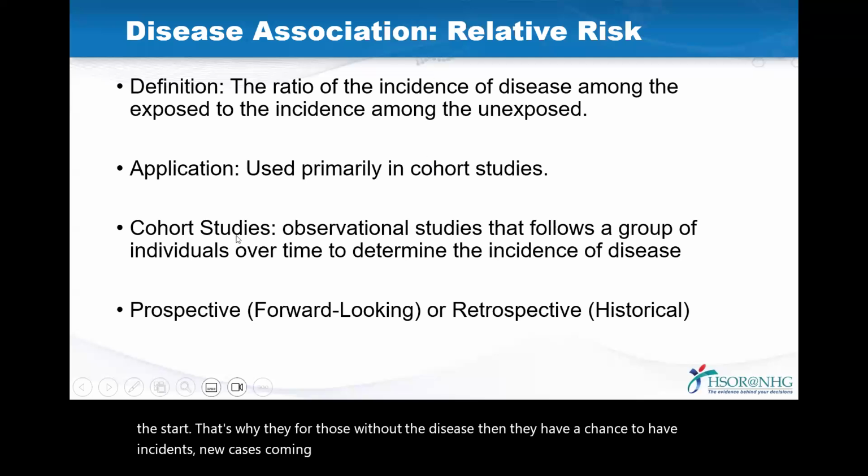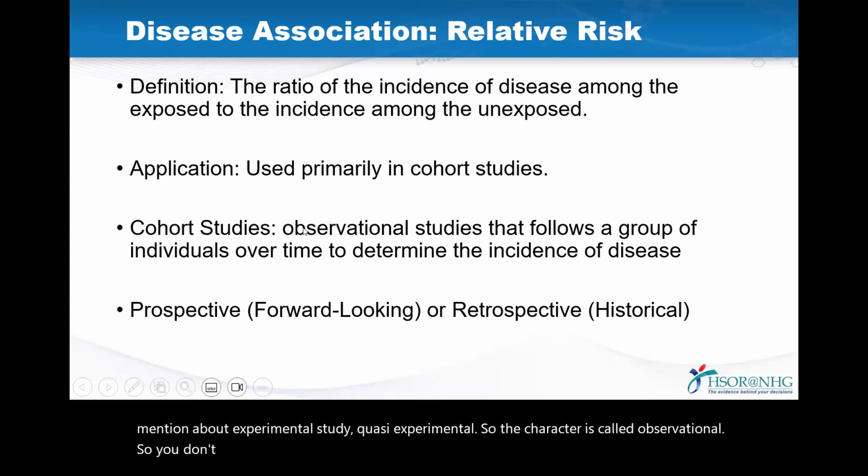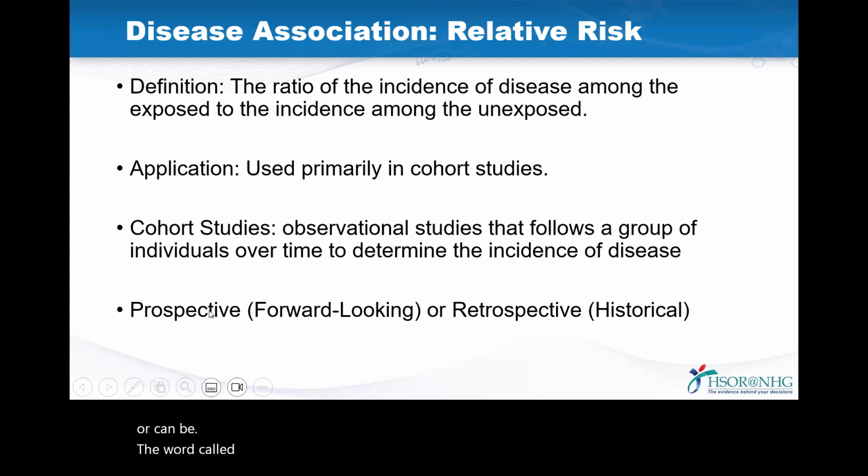So what is a cohort study? This is an observational study. I just mentioned experimental study, quasi-experimental. So the correct term is observational. You don't do anything, you observe. You observe the patient. It can be retrospective or, what's the word, prospective. Prospective means forward-looking.